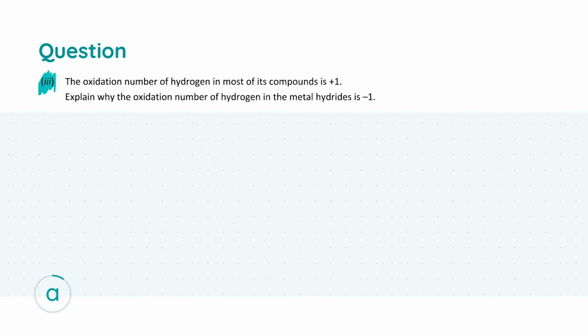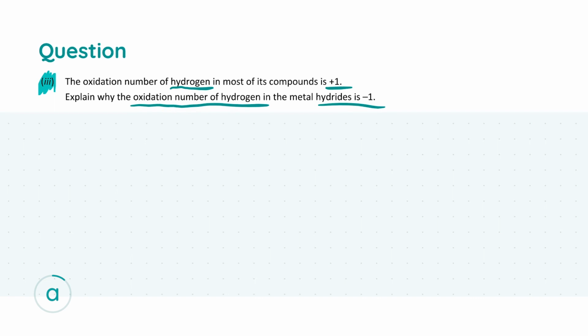So having a look now at part 3, we're moving on to the next question. In this case, we're being told that the oxidation number of hydrogen in most compounds is +1. That's the first thing we're being told, and we're being asked to explain why the oxidation number of hydrogen in metal hydrides is -1.